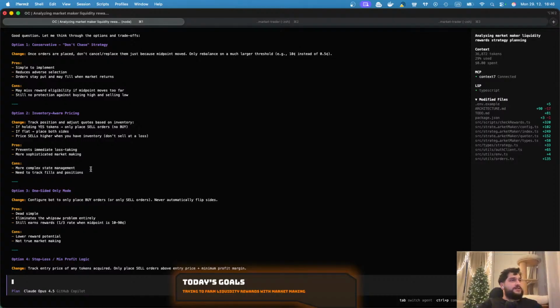Two, inventory aware pricing. Track position and adjust quotes based on inventory. Holding yes tokens, only place sell orders, no buy. Flat, place both sides. Price sells higher when you have inventory. Don't sell at a loss. Pros: prevents immediate loss taking, more sophisticated market making. Cons: more complex state management, need to track fills.